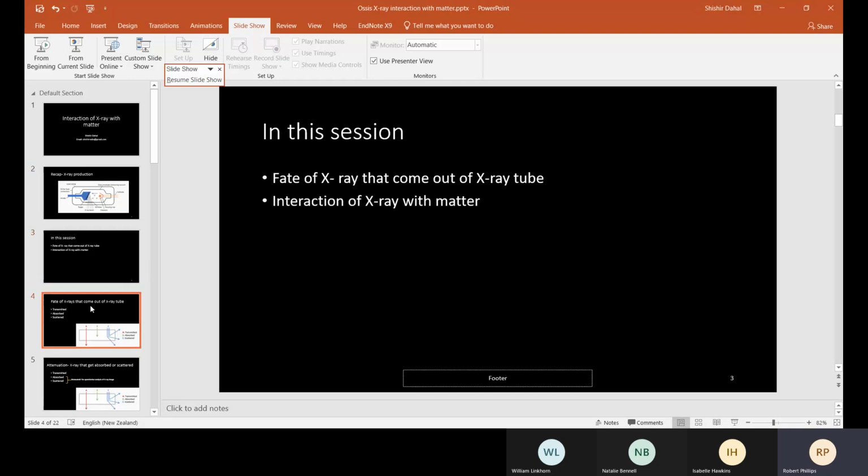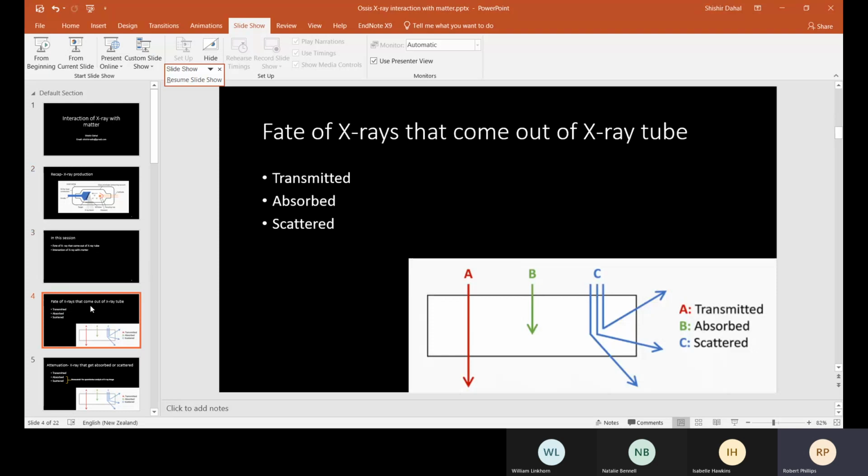So what happens to that X-ray that comes out of the X-ray tube and interacts with matter? There are three possibilities. The first one is it gets transmitted through the matter. Second, it gets absorbed or scattered. The X-ray that gets transmitted through the matter is detected by a detector. But interestingly, detector measures not transmitted X-ray, but absorbed or scattered X-ray. Did you get what I'm saying?